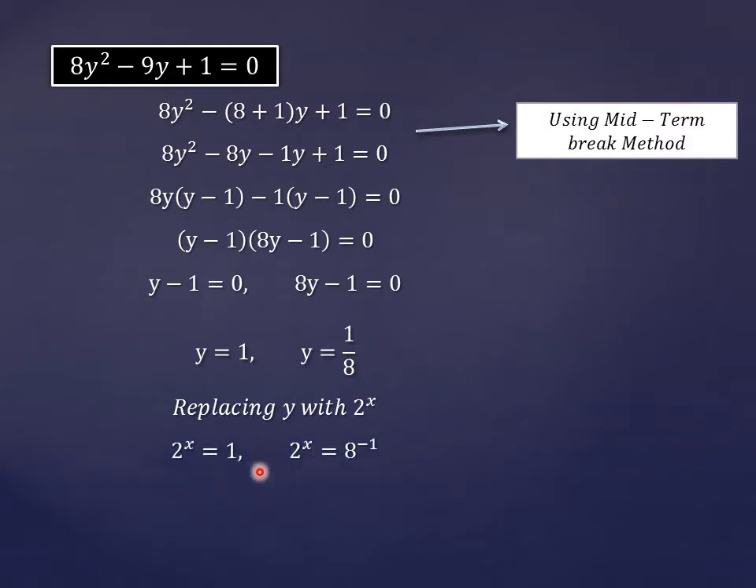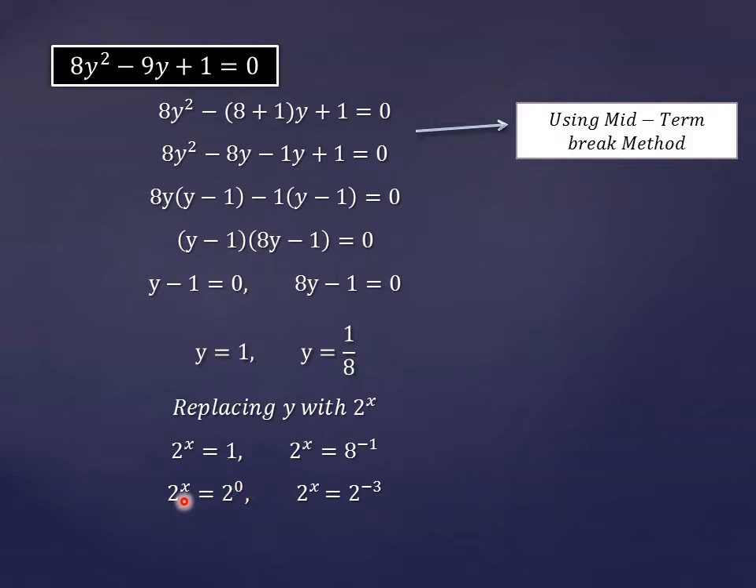Placing 2 power x equals to 1 and 2 power x equals to 8 raised to power minus 1, because this was in division and I have taken it to the numerator, that's why the sign of the power will get changed. Instead of writing 1, I have written 2 power 0.